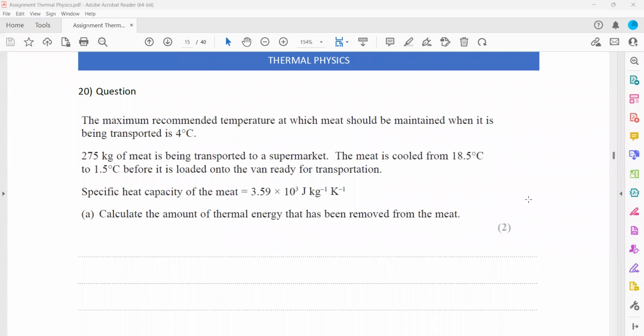The thermal physics assignment question 20. In this question, the maximum recommended temperature at which meat should be maintained when it is being transported is 4 degrees.